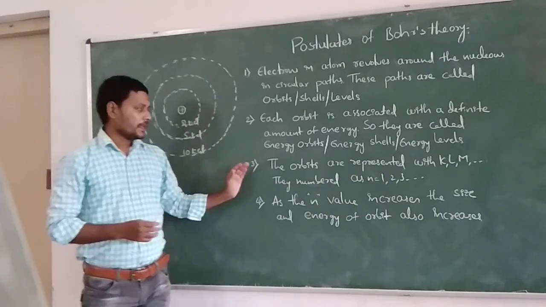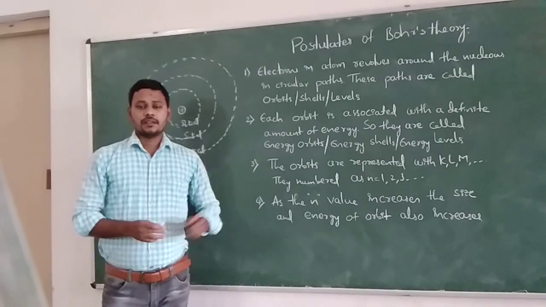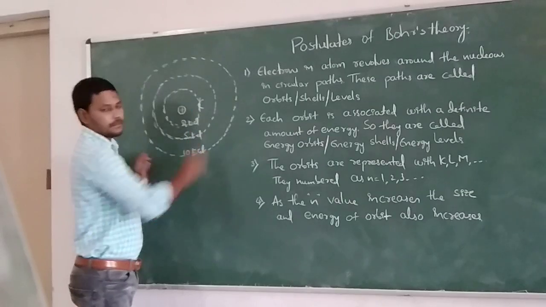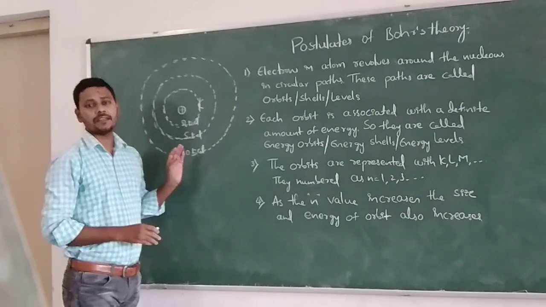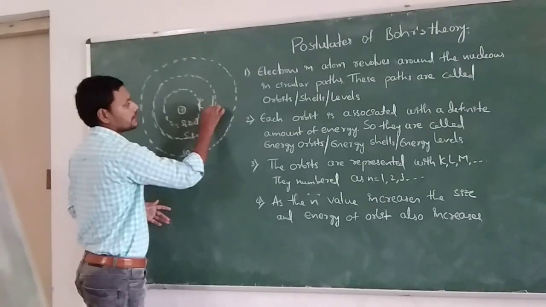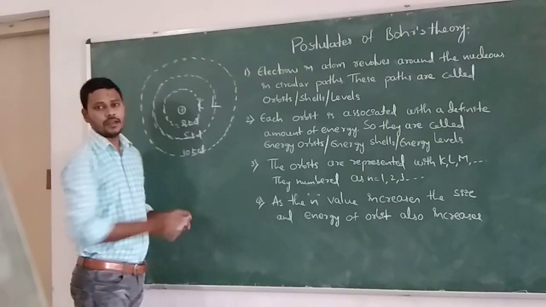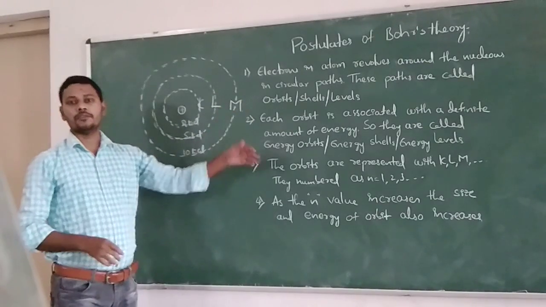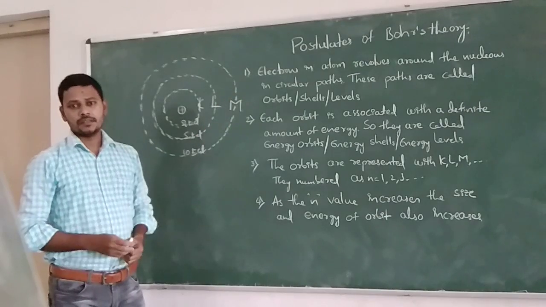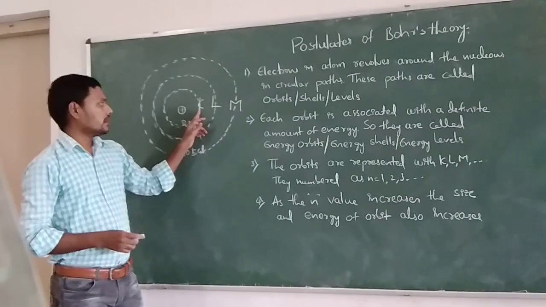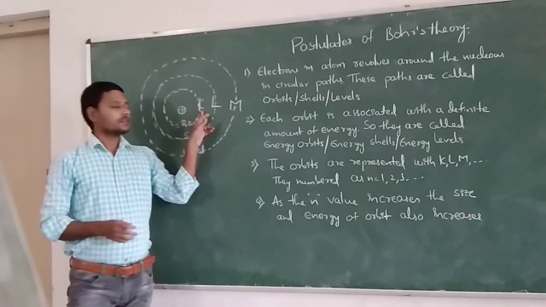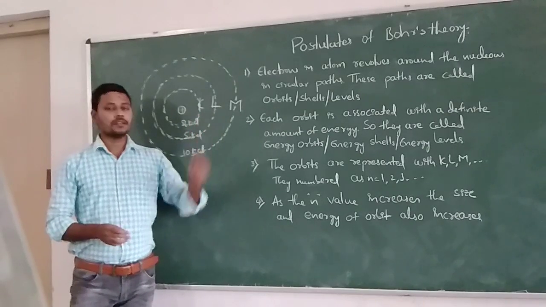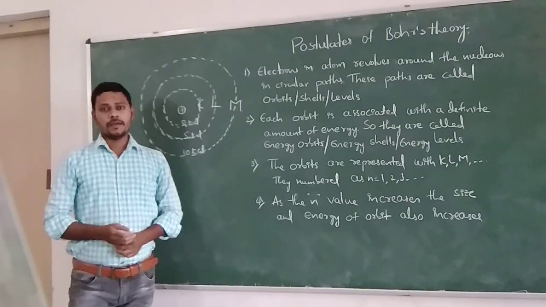And third point, he represented the orbits with capital letters. The first circular path is represented with capital K, the second circular path with capital L, and the third circular path with capital M, then N, O, P, and so on. So he gave capital letters to the first, second and third circular paths like that.